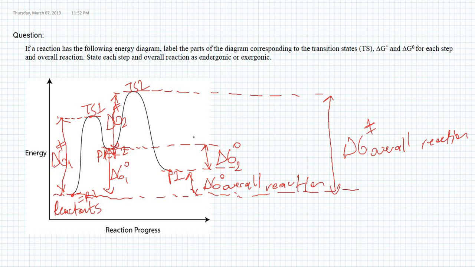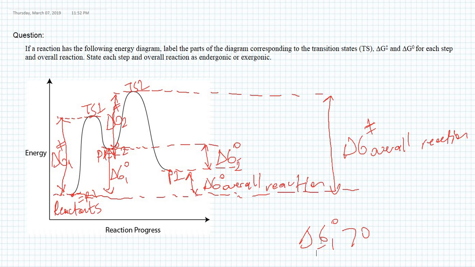Then the question also asks us to state for each step and overall reaction whether they are endergonic or exergonic. Let's look at the first step, what is the energy difference. Let's write here delta G1 is greater than 0. If you look at here, the energy difference for the first step is greater than 0, so we have to say that the first step is endergonic.